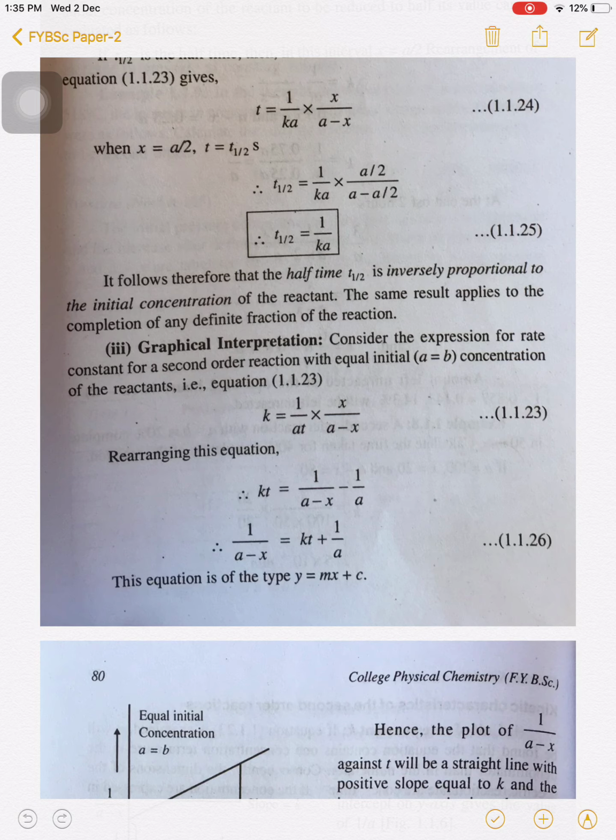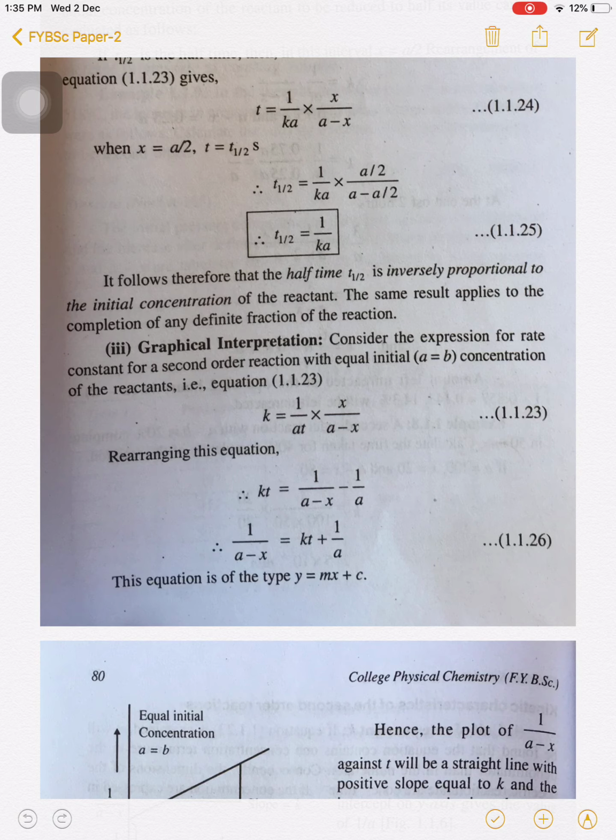So for the second order reaction, if the initial concentration of both the reactants are same, it is shown like A is equal to B. So 1.1.23 equation is the rate equation for the second order reaction. K is equal to 1 upon A into T, x upon A minus x. So by rearranging this equation, 1 upon A minus x is equal to K into T, plus 1 upon A.